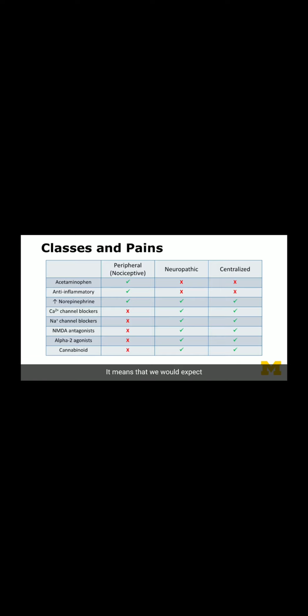It means that we would expect that this medication would work for that type of pain. You then have to take into consideration their other medical conditions as to whether or not that medication would still be appropriate. But in general, this chart lays out for you what we would expect of medications.